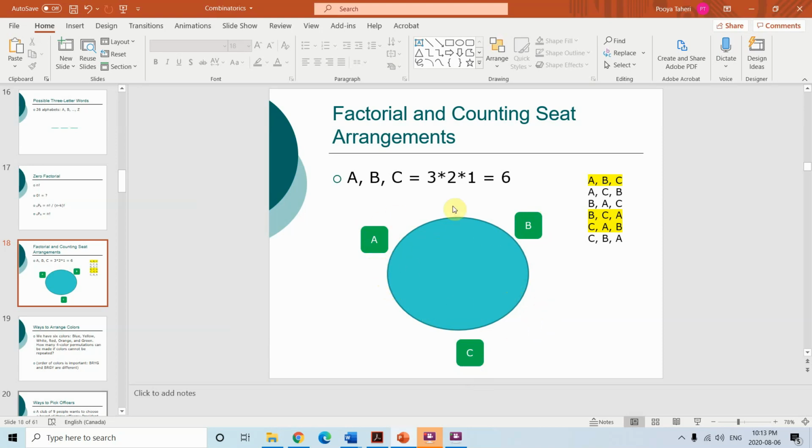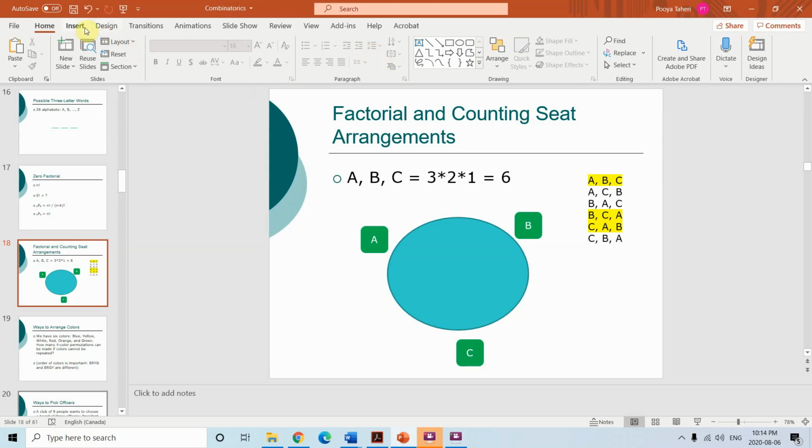What if I assume that the table is rotated, or these chairs are rotated a little bit? Then we're going to have BCA or CAB. In that case all these options are basically the same. ABC, BCA, or CAB are the same, and similarly ACB, BAC, and CBA are the same. So this is a special case of permutation called circular permutation.